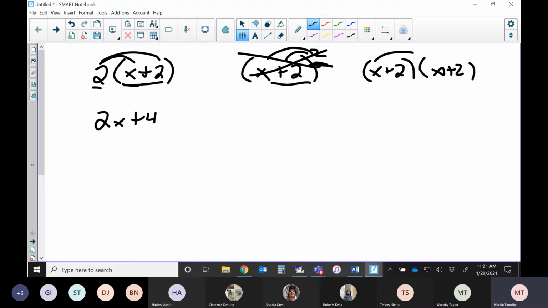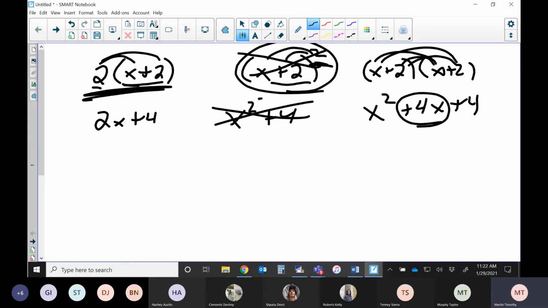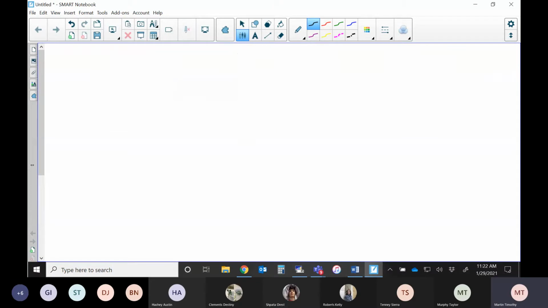And now you distribute like this, which would get you to an answer of x squared plus 4x plus 4. If you try to do it this way, you would end up with just x squared plus 4, and you're completely missing this 4x. So we've got to start recognizing the differences between when we can distribute, when we don't distribute, and what they mean for each case. That similar thing's going to happen today.